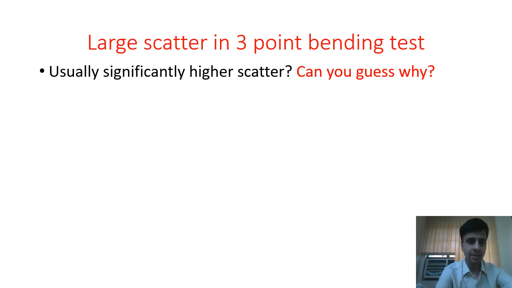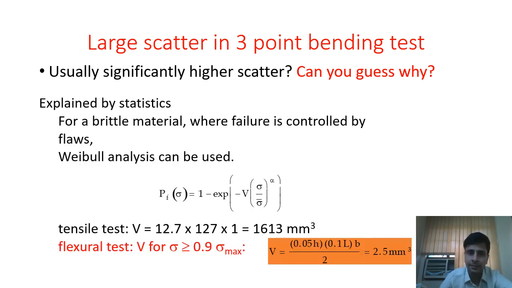So a few minutes ago I discussed how there is a large scatter in the 3-point bending test, and it is usually higher as compared to tension testing. Can you guess why? If you have paid attention to my previous lecture, maybe you will be able to guess. We talked yesterday that for a brittle material you can use a Weibull analysis, and this V is the volume of the gauge length. For a tensile test the gauge volume is usually of the order of 1600 or 1600 into 8 millimeter cube, depending on how thick the samples are.